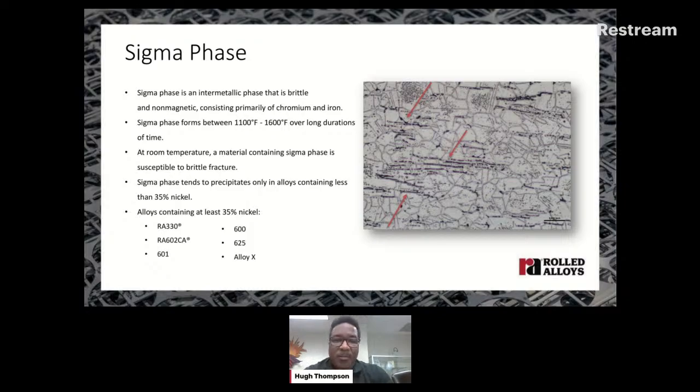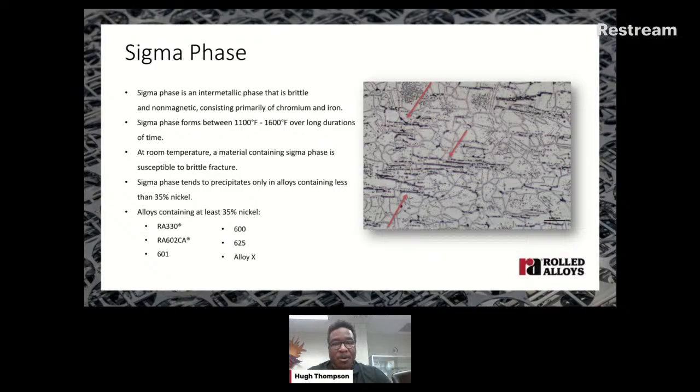So the next topic we're going to cover is going to be sigma phase. Long and short, sigma phase is an intermetallic embrittling phase that is non-magnetic. As you can see in the microstructure to the right, the arrows are actually pointing to areas that are more rich in chromium and iron.